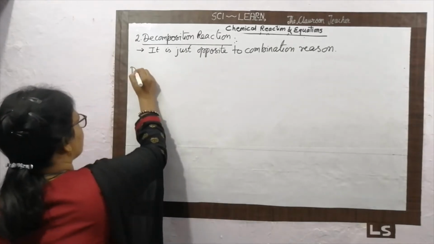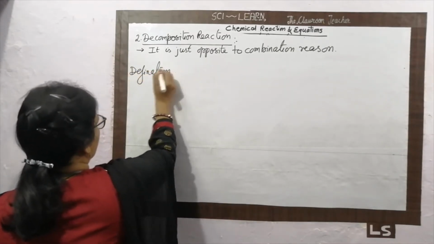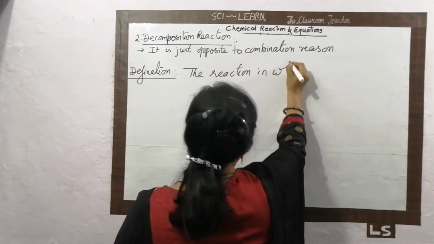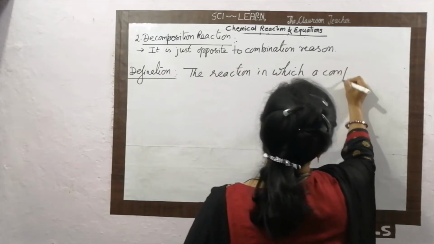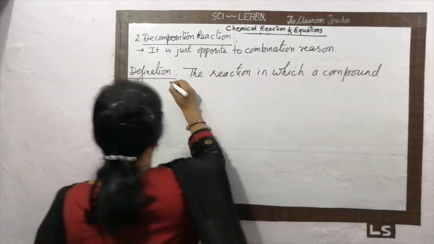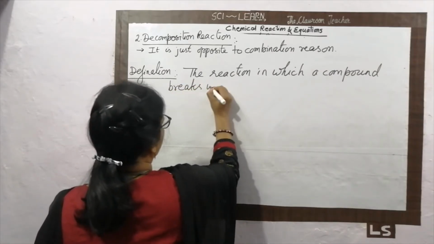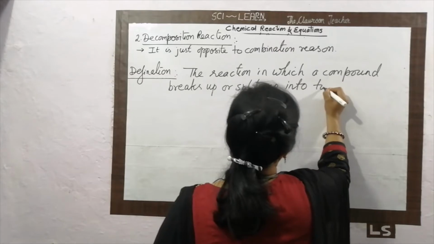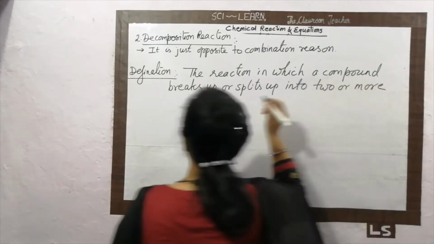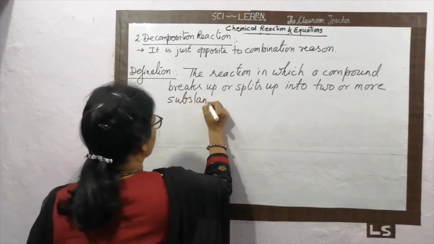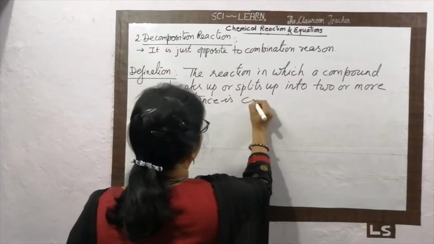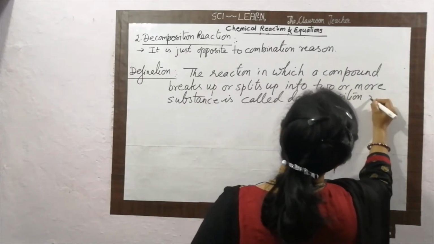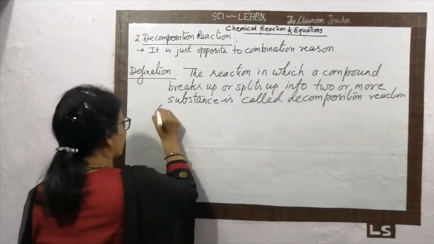How is the decomposition reaction defined? According to the definition, the reaction in which a compound breaks up or splits up into two or more substances, whether elements or compounds, is called a decomposition reaction.